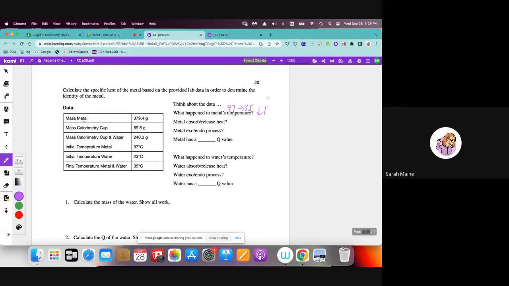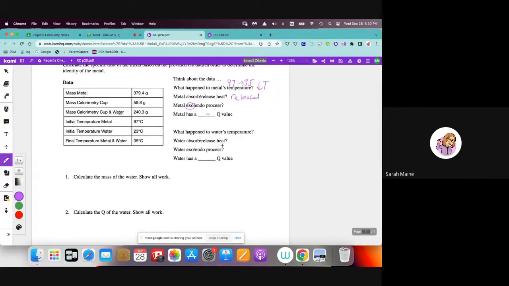Why did the metal's temperature decrease? What did the metal do with heat? Did it pull heat into its structure or release and send it out? If your temperature decreases, then that means that the metal released the heat. And if the metal released the heat, then that means it went through an exothermic process. So when we collect the lab data with temperature, mass, and if we know its specific heat, if the temperature decreased, then on the calculator, the Q value is going to be calculated with a negative sign.